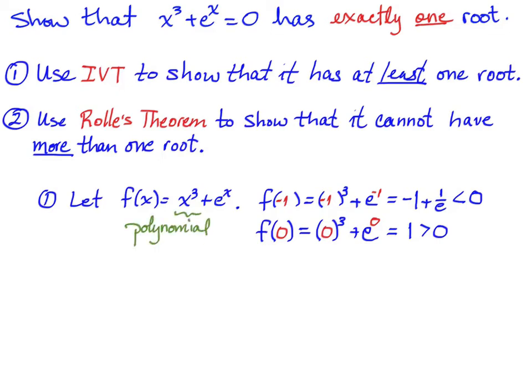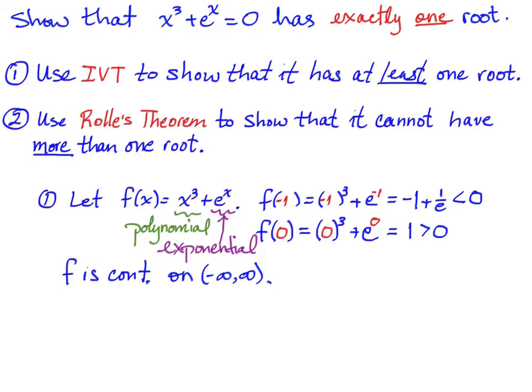Well, x to the third is a polynomial. We know that's continuous everywhere. e to the x is continuous everywhere. So f of x is continuous everywhere. So in fact, in particular, it's continuous on the closed interval from -1 to 0.